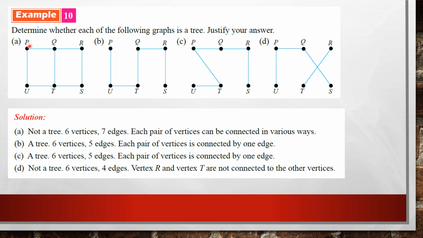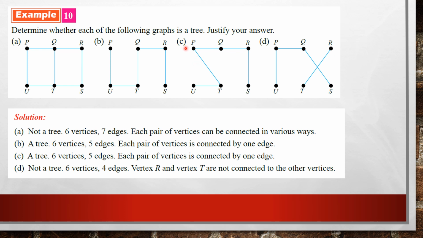In diagram A, for example, vertex P, you have two edges. So in diagram B, each pair of vertices is connected by one edge. That means P to U, you have only one edge. U to T, you have only one edge. So diagram B is a tree.